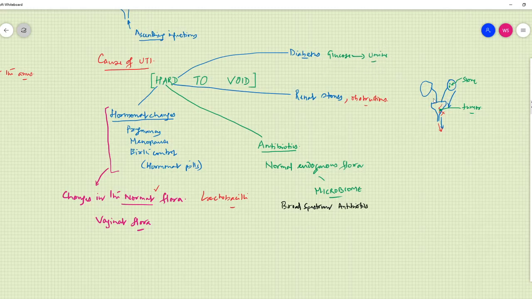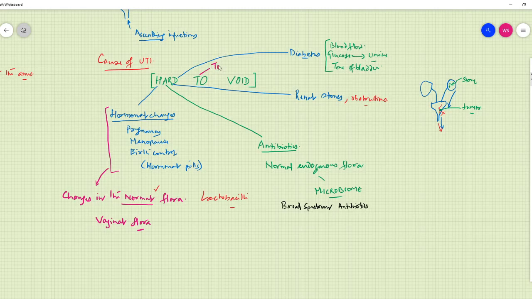And we said there can be changes in blood flow. So if the blood flow in the kidney changes, then the urine flow will also change. And then there can be problems with the musculature of the bladder. So there can be a difference in the tone of the bladder. Okay, all this can interfere with the flow of urine, and that can make the person susceptible to UTI.